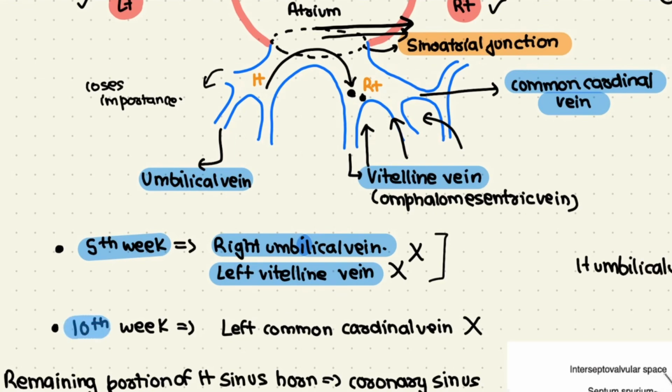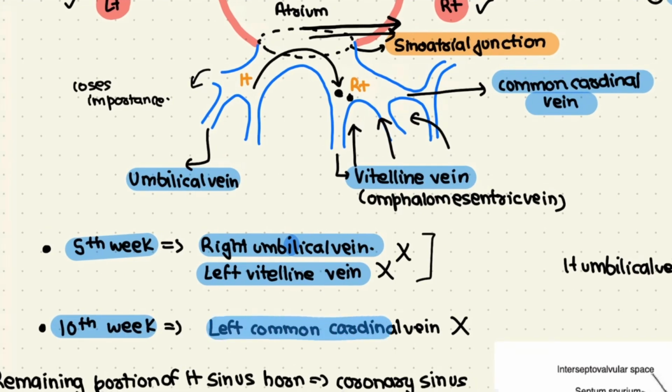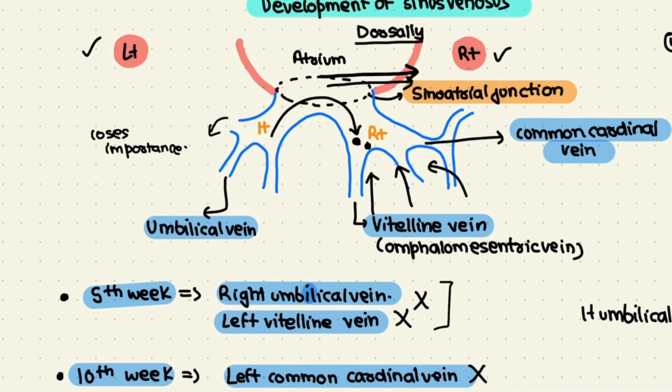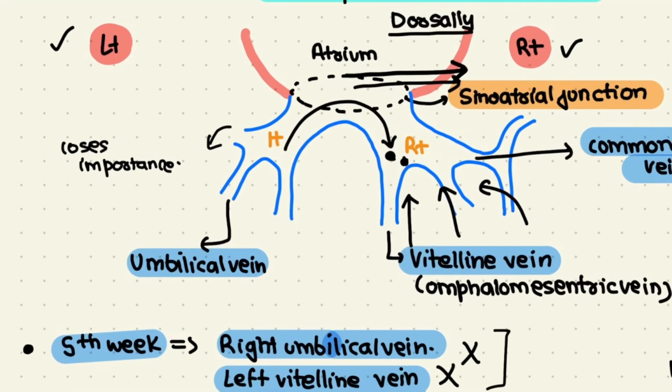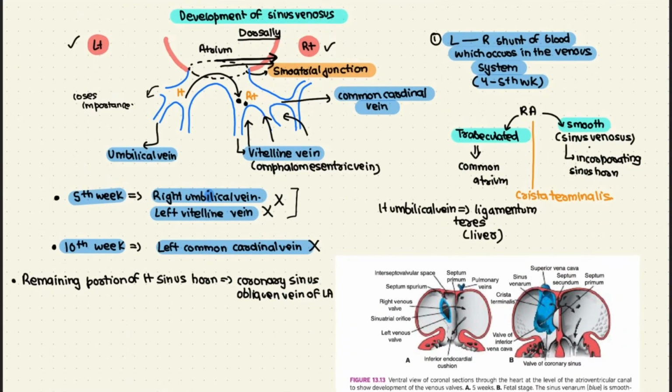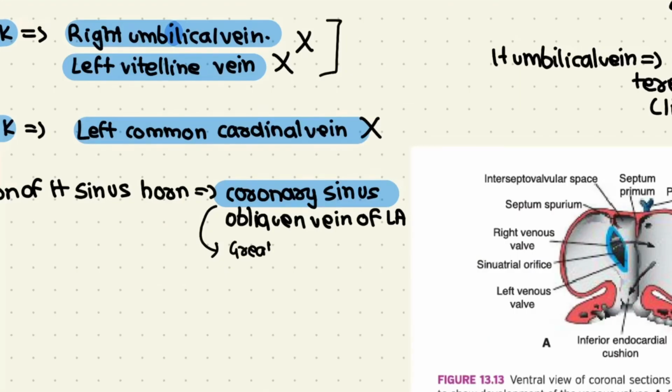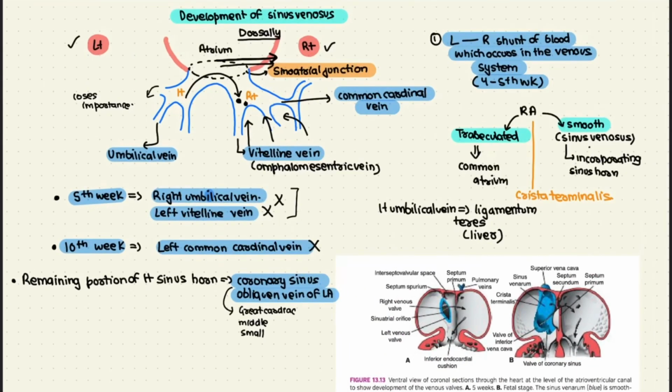Then by the 10th week of development, we have obliteration of the left common cardinal vein. And finally, what remains of the left sinus horn shall get converted into the coronary sinus, into which drain the great cardiac vein, the middle cardiac vein, and the small cardiac vein. And then we have another, the oblique vein of the left atrium. That is basically the remnant of the left sinus horn, and the left umbilical vein shall get converted into the ligamentum teres that is present in the liver.